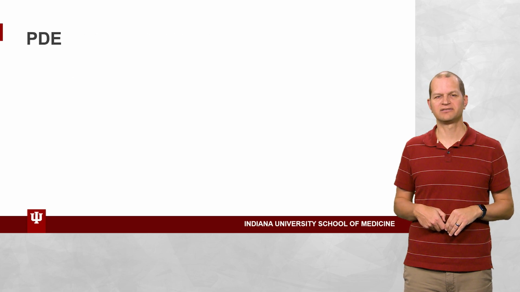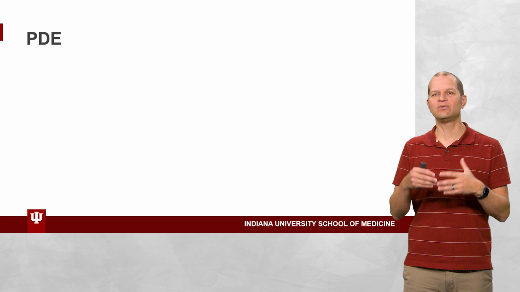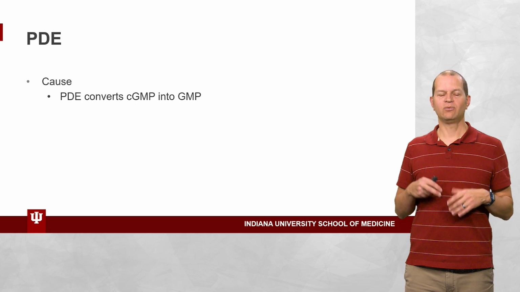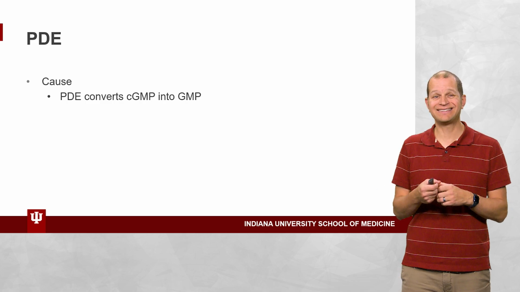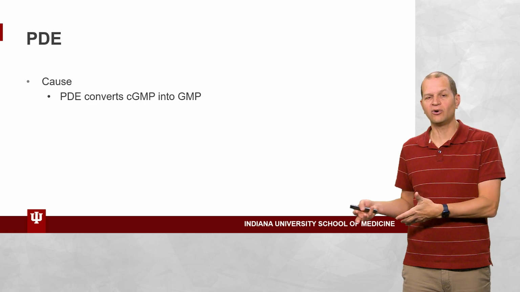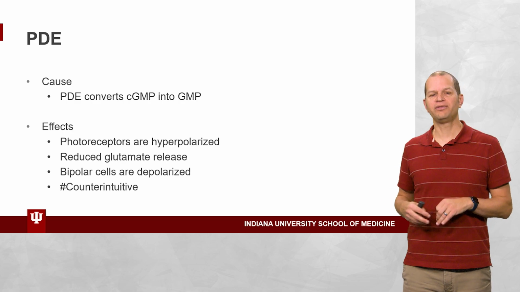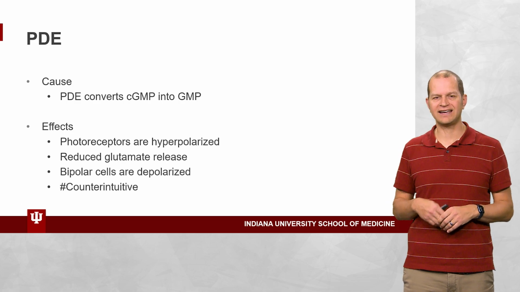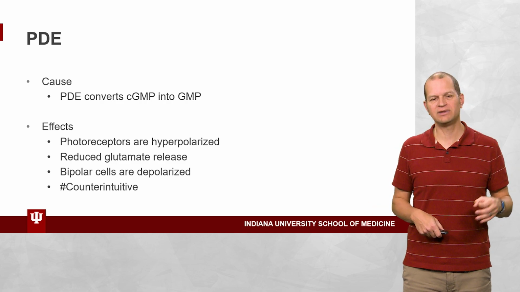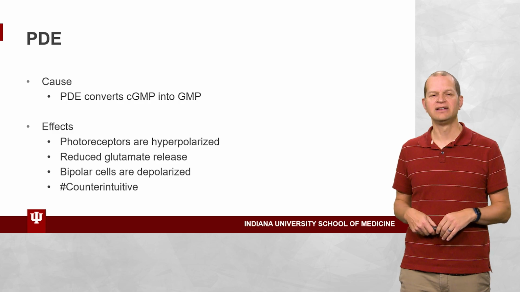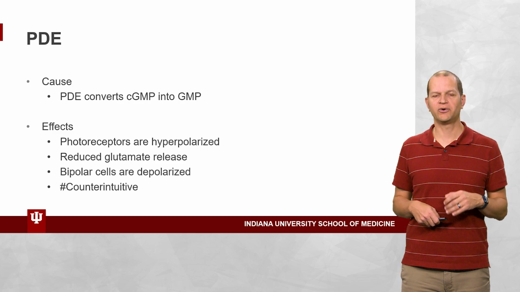Remember, graded potentials. So this takes us back to PDE. Remember, we get PDE when it's light. Okay, well, PDE breaks cGMP into GMP. Basically, it's breaking the key that opens the door. If I give you a broken key, you can't open the door. So as a result, those photoreceptors become hyperpolarized because sodium can't enter into the cell. Remember, we have potassium leak channels, so potassium can still leak out. And so those two things in combination will hyperpolarize photoreceptors.